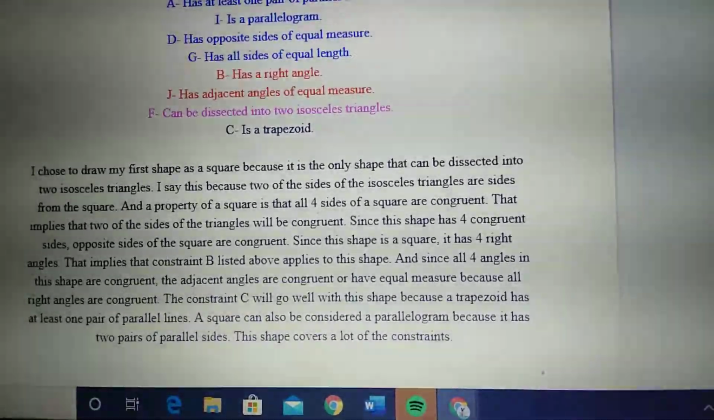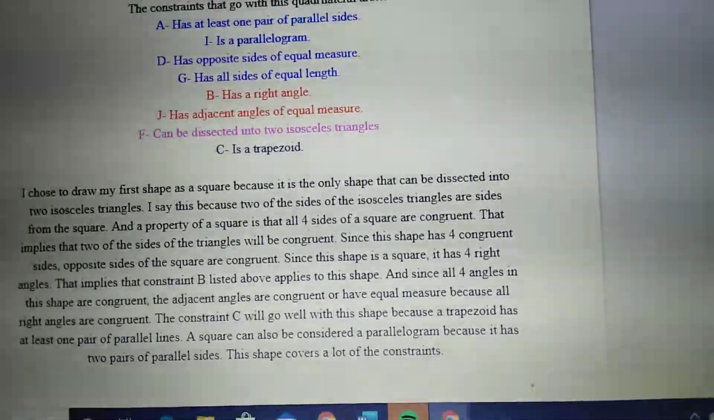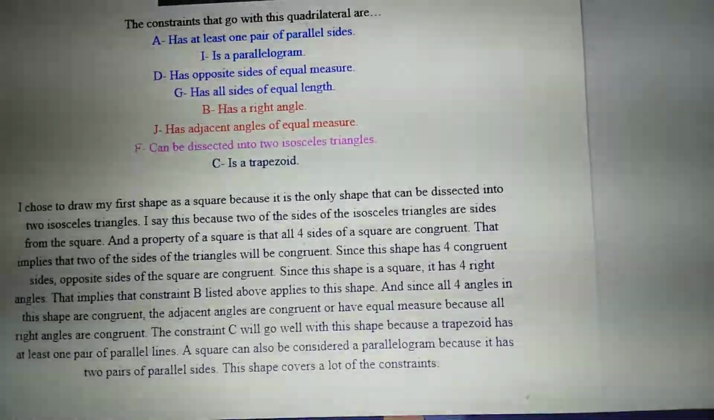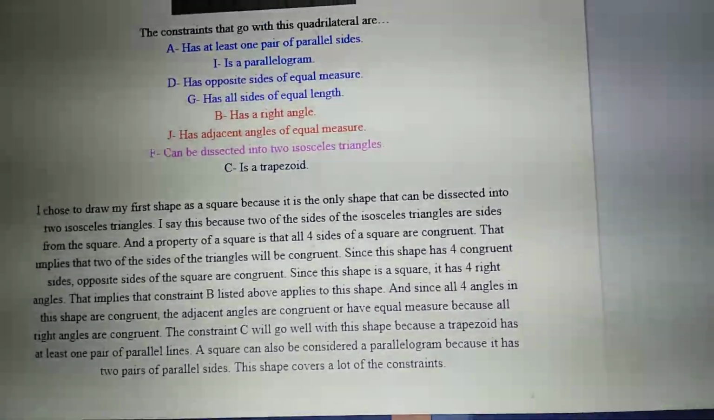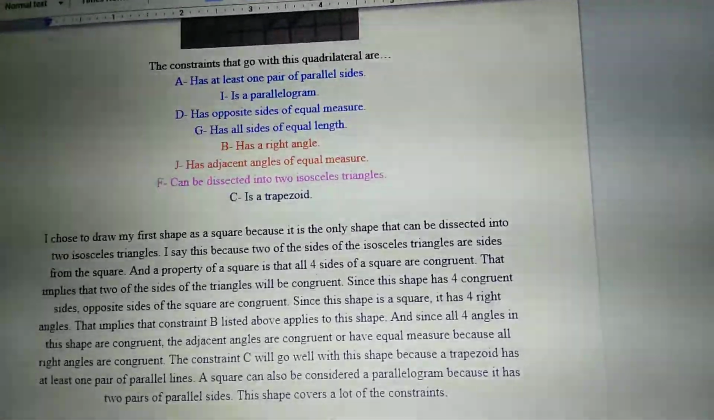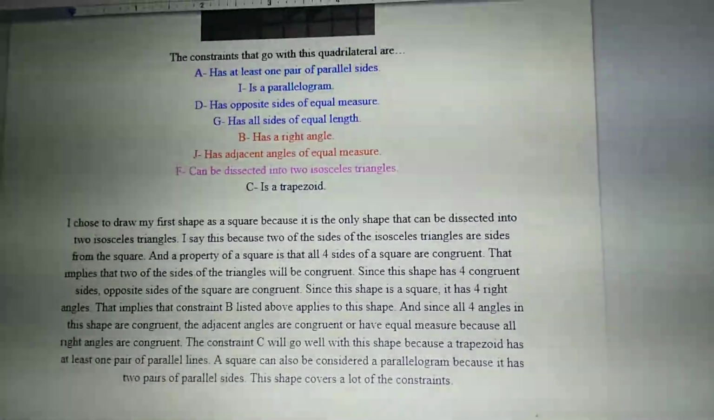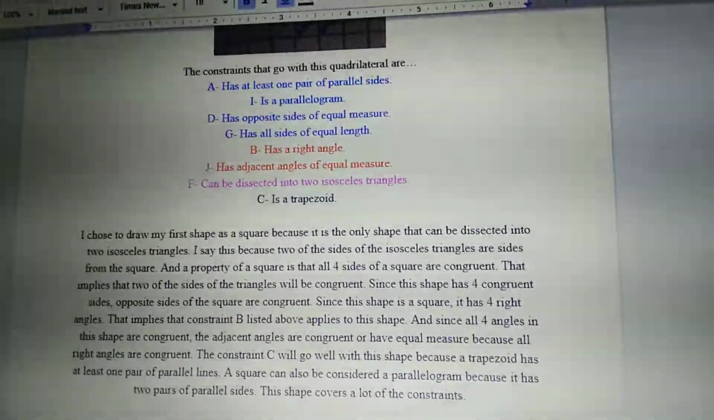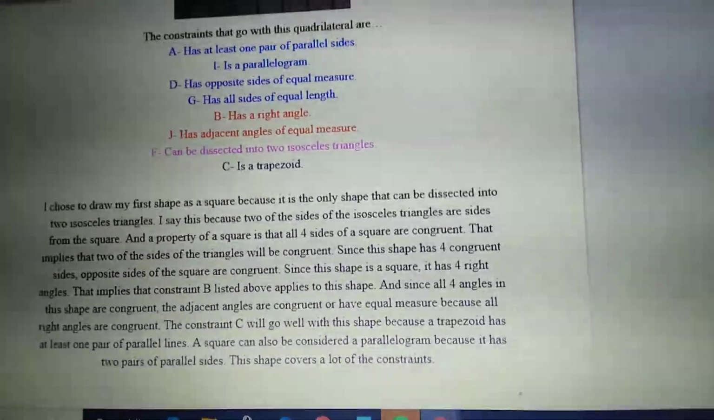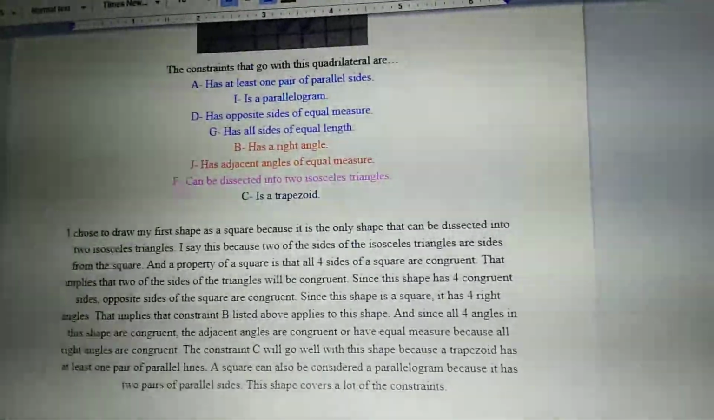Since this shape has 4 congruent sides, opposite sides of the square are congruent. And also, since the shape is a square, it has 4 right angles. That implies that constraint B, listed above, applies to this shape. And since all 4 angles in this shape are congruent, the adjacent angles must be congruent, aka having equal measure. And the 4 angles are congruent since they're all right angles, and all right angles equal 90 degrees.